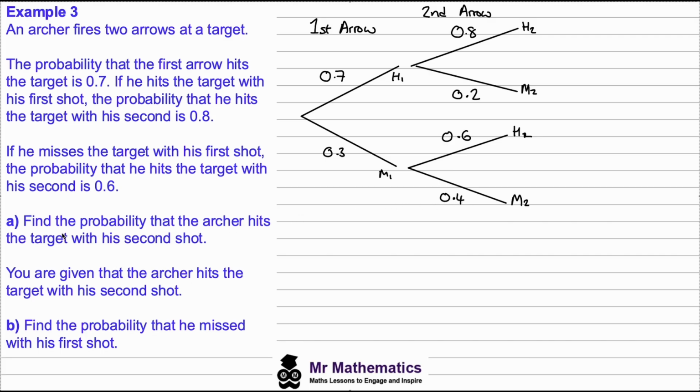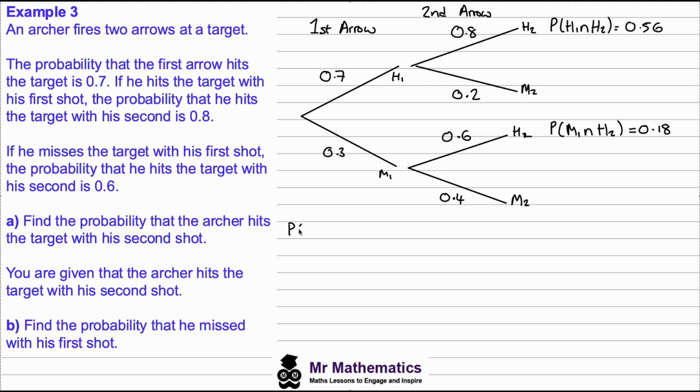For part A, find the probability that the archer hits the target with his second shot. So that could be a hit followed by a hit, or a miss followed by a hit. So a hit and a hit. This will be 0.7 times 0.8, so 0.56. Or we could miss on the first, and then that intersects with hitting in the second. So that'll be 0.3 times the 0.6, 0.18.